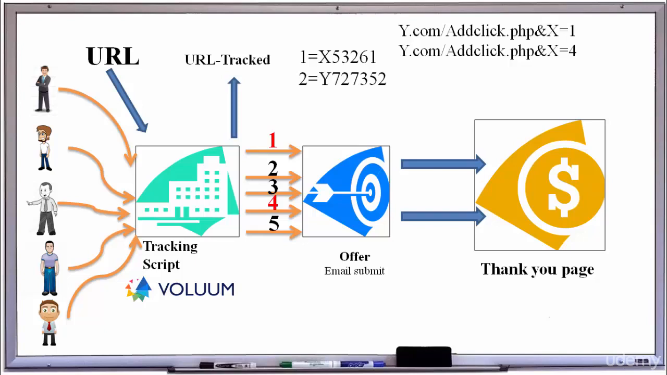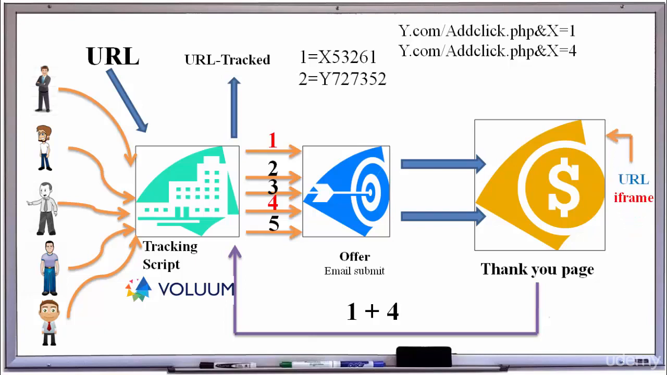So there is another method to track the people who reach the second page, the thank you page. Like I said before, there is the direct link, as I explained just now. And the second option is the iframe. You use an iframe to track who visits the second page, the thank you page. The iframe is an HTML script. The tracking script gives it to you, and you take that iframe and give it to the advertiser to add in their thank you page.